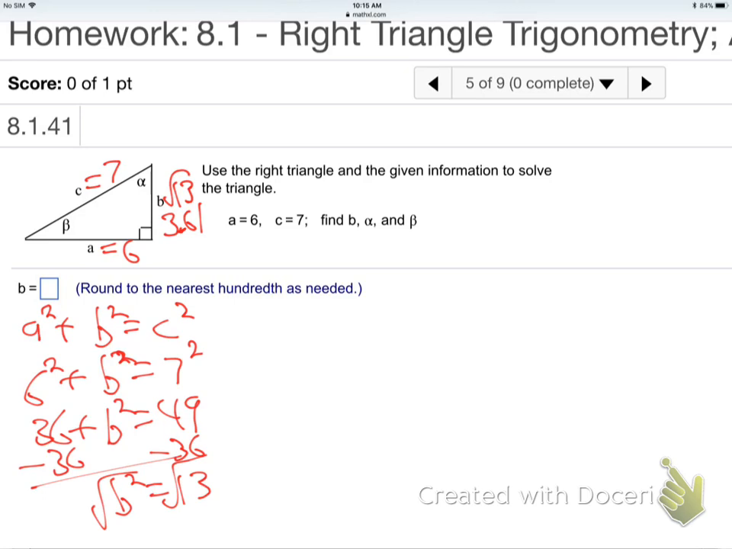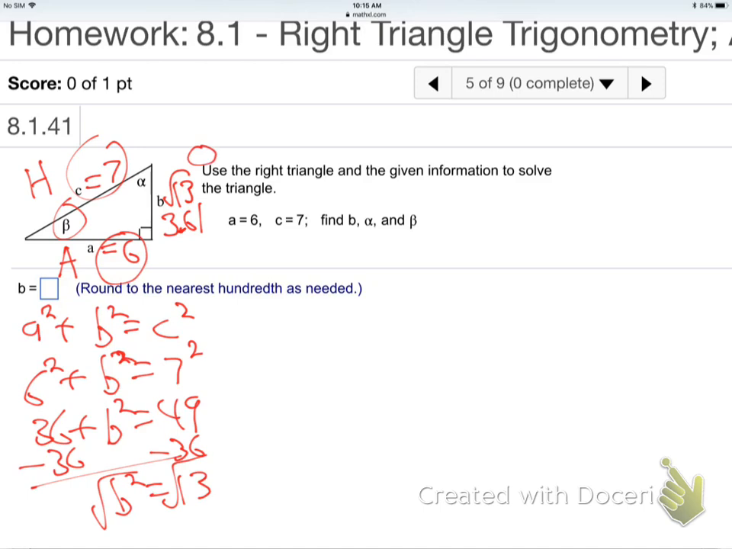I would first off say, look, I'm going to set something up involving the 6, the 7, and the beta, for example. You could have started with the alpha, doesn't matter. But notice I'm not choosing the 3.61 because that's a rounded number. So what trig relationship involves the beta, the 6, and the 7? This is hypotenuse. This is adjacent to the beta. From the beta's perspective, that's adjacent, and this is opposite.